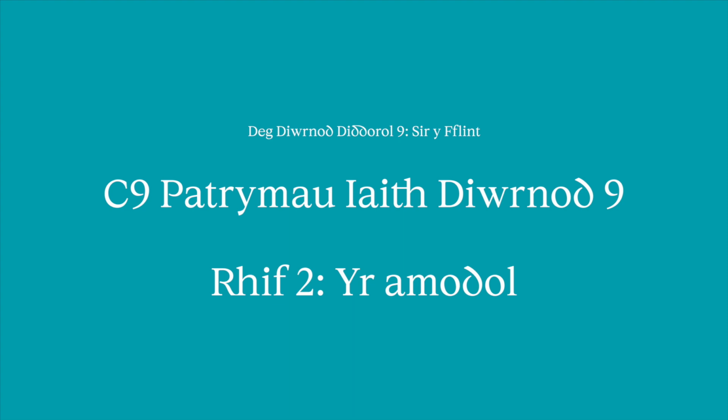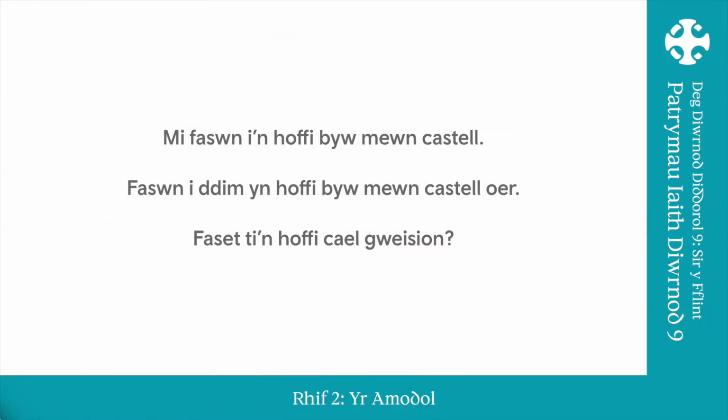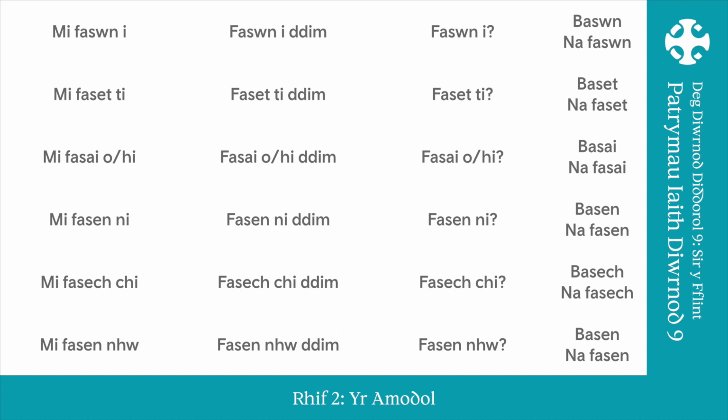Rhif 2. Yr amodol, the conditional. The conditional uses a form of bod, baswn. It expresses would. Mi faswn ni'n hoffi byw mewn castell. Faswn ni ddim yn hoffi byw mewn castell oer. Fasa ti'n hoffi cael gweision? Here is the full pattern.